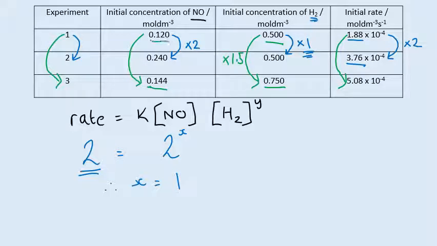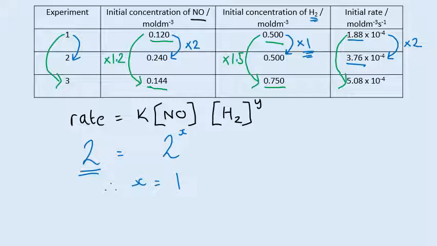0.144 divided by 0.12. What does that equal? Take my calculator, 0.144 divided by 0.12 equals 1.2. So this is multiplying by 1.2. Numbers really aren't very nice here. What's happening to the initial rate?